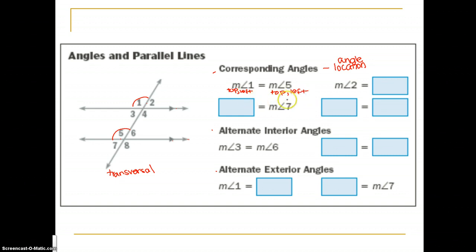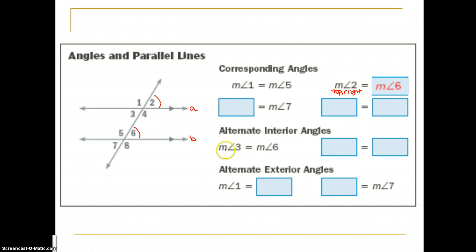See how they're corresponding? So look at measure angle 2. Now, angle 2 is top, and this time it's to the right of the transversal. So what is on top of the second line? Okay, let's just call this line A, line B. Top of line B is 6 to the right, measure of angle 6. So 6 and 2 are corresponding.